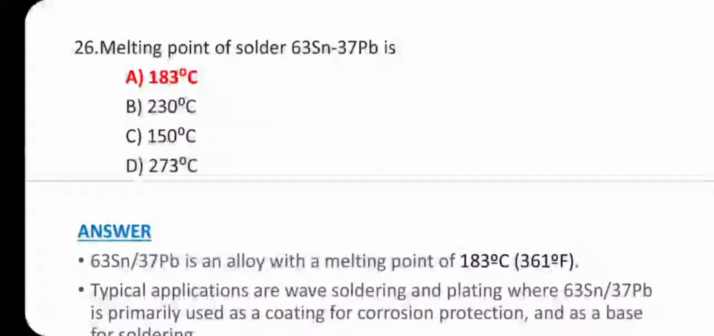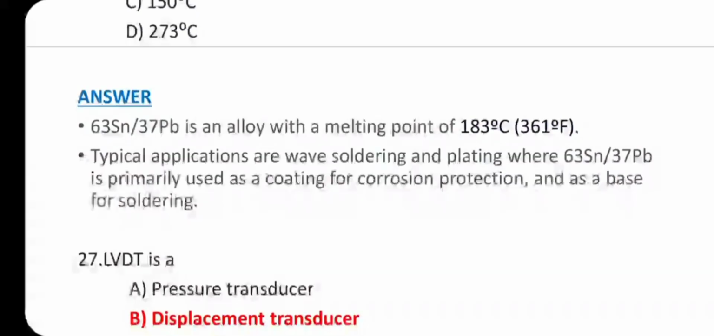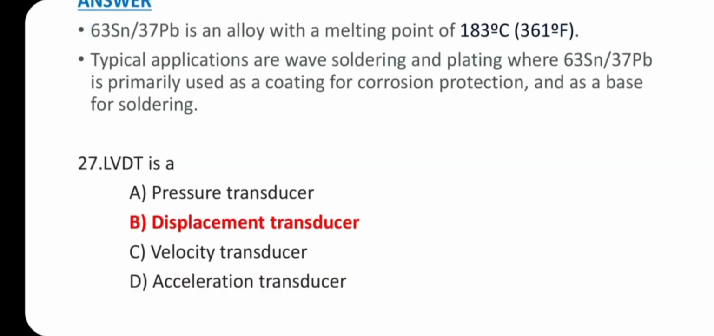Question number 26. Melting point of solder 63 Sn 37 Pb is, answer is option A, 183 degrees Celsius. 63 Sn 37 Pb is an alloy with a melting point of 183 degrees Celsius or 361 degrees Fahrenheit. Typical applications are wave soldering and plating, where 63 Sn 37 Pb is primarily used as a coating for corrosive protection and a base for soldering.